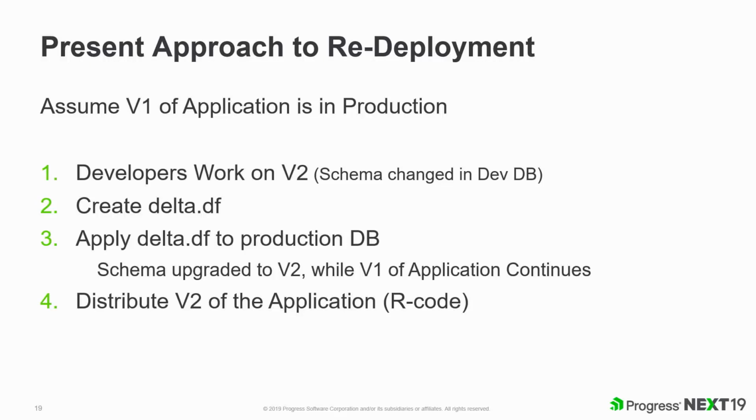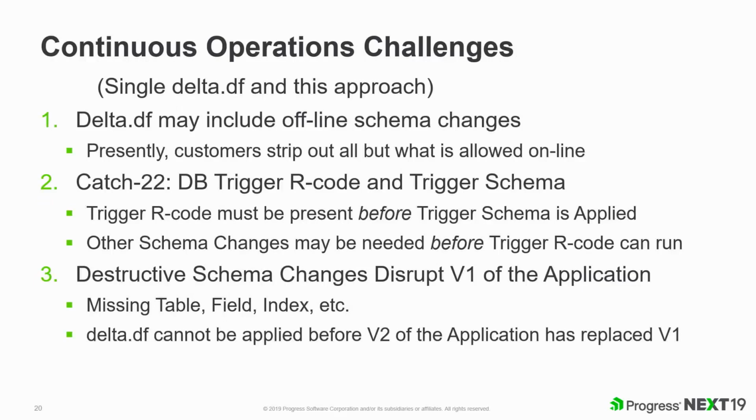Now, presently, there are only certain things that you can include in the delta DF file, right? Adding a table, adding a field to an existing table, adding a sequence, those kinds of things. But then step 4 is you distribute version 2 of your application and continue running, right? But there are all of these restrictions because of the schema changes that prevent you from doing full changes and keeping everything running.